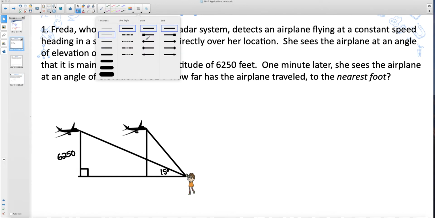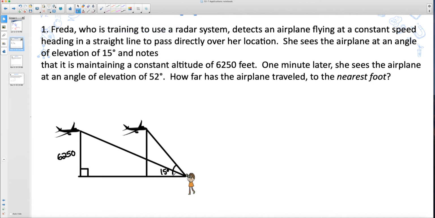So now this whole big angle right here would be 52 degrees. And again, the altitude is 6250, so this is also 6250. So we have two right triangles going on here. We want to know how far the airplane has traveled to the nearest foot. So we want to try to find this distance.